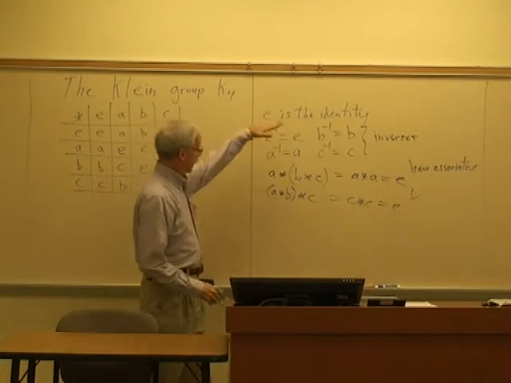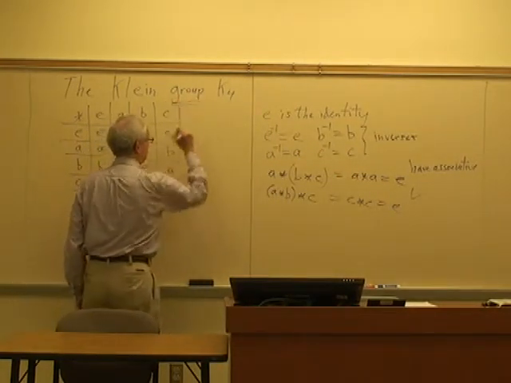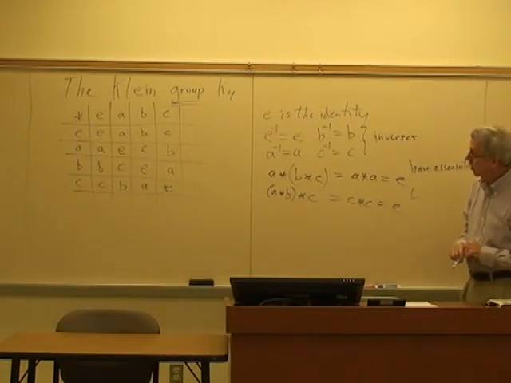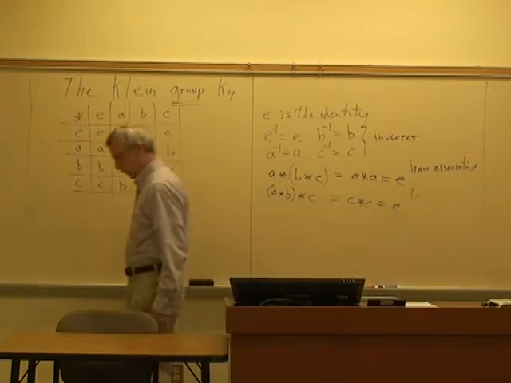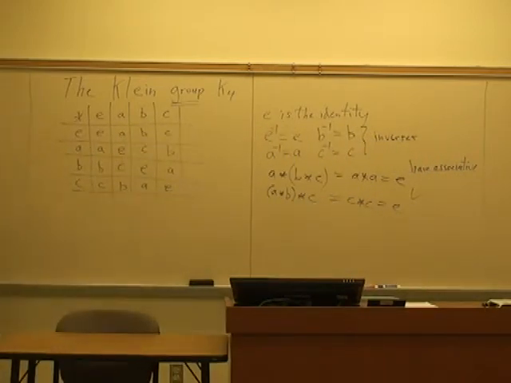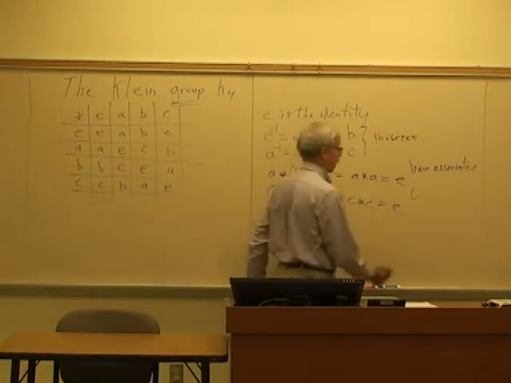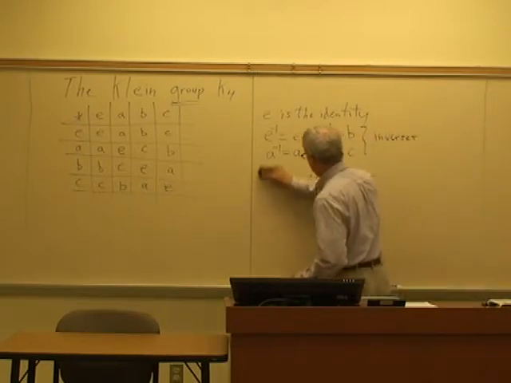So identity, inverse, and associative. This is indeed a group, which is why it's called the Klein 4 group. It's a group with 4 elements, but something's different about this than the other small groups we've studied. And I want to use that to introduce a new idea for groups that will carry on to our subgroup discussion today.